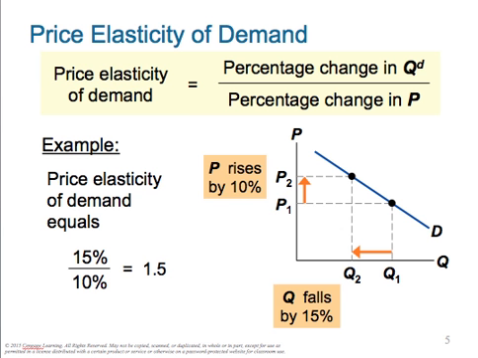One example, and we're given the rise over run here in this very simple example. Price elasticity of demand equals, when price rises by 10%, that's our percent change in price, and quantity falls by 15%, that's our percent change in quantity demanded. It's simply 15% divided by 10%, and our price elasticity is 1.5.